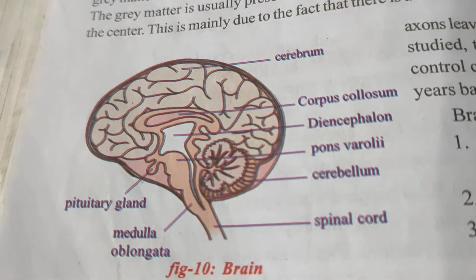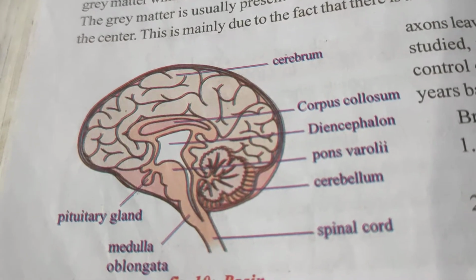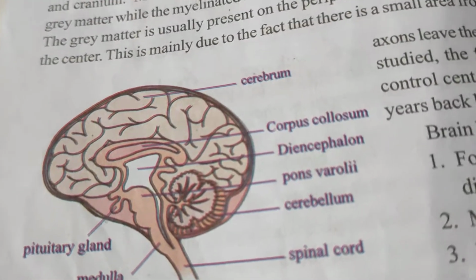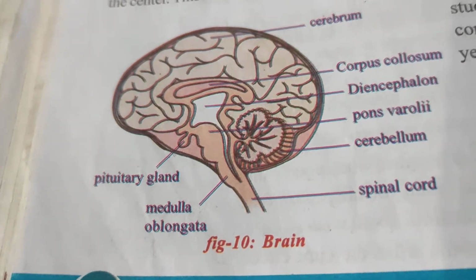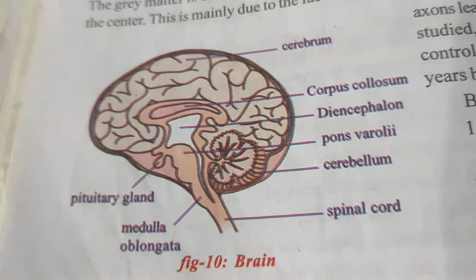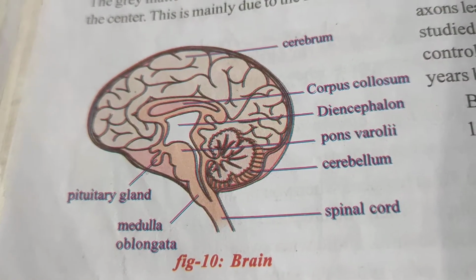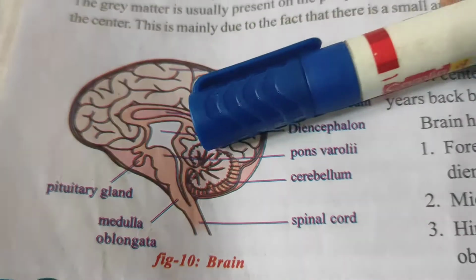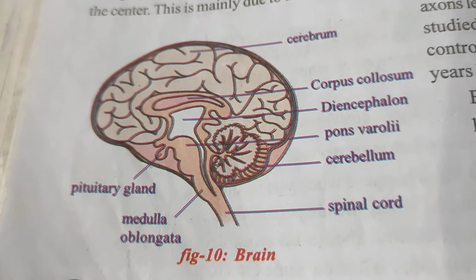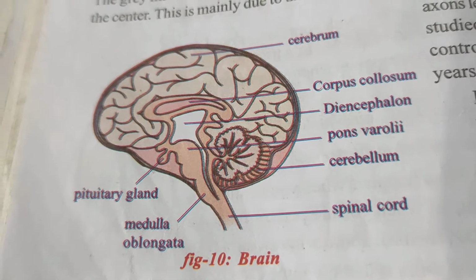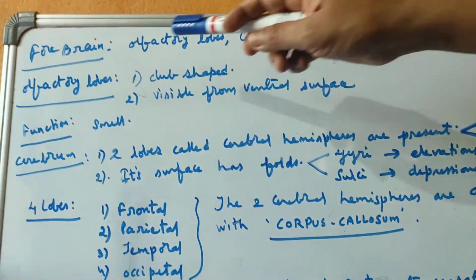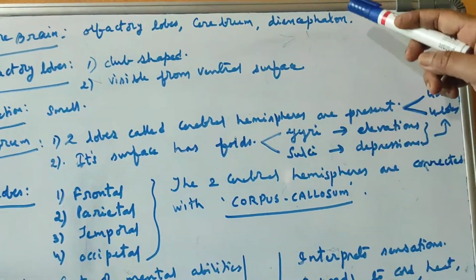Let us learn the forebrain first. It has olfactory lobes, the cerebrum, and the diencephalon. You can see the diencephalon at the center here. The forebrain consists of olfactory lobes, cerebrum, and diencephalon.